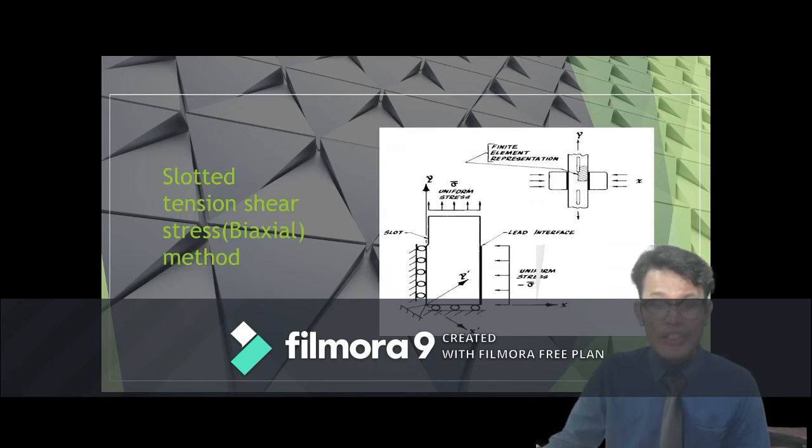The slotted tension shear test by axial method is based upon the well-known principle that a uniaxial normal stress is equivalent to a pure shear stress on the plane oriented 45 degrees relative to the axis of the applied load. This stress state can be closely attained with a conventional size.